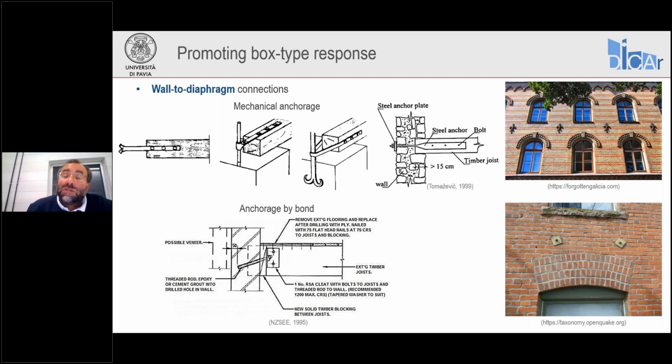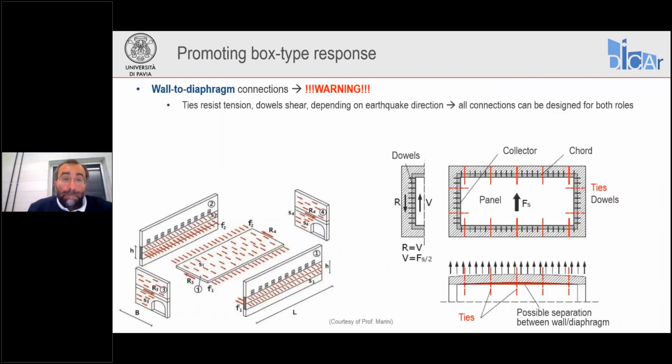Sometimes, if it was not desired to see the connection from outside, then this connection was provided within the thickness of the walls, using, for example, a pin type of connection. However, also in this case, we need to be careful to make sure that our retrofit solution can actually work.